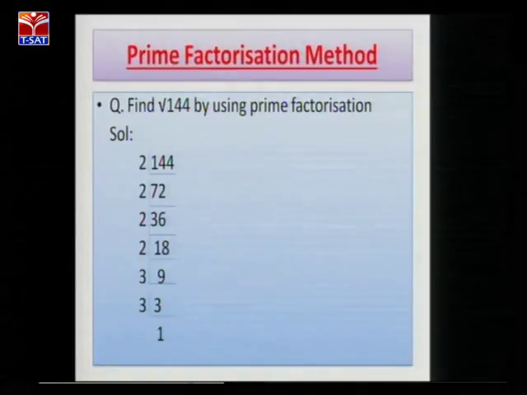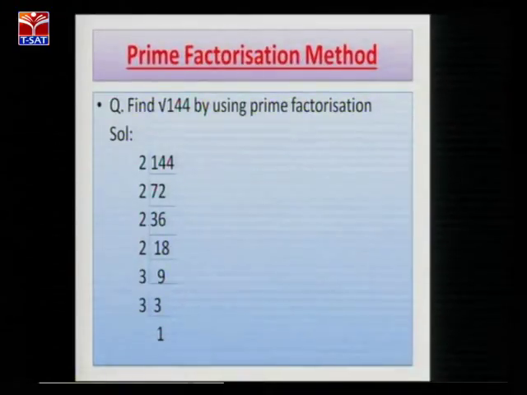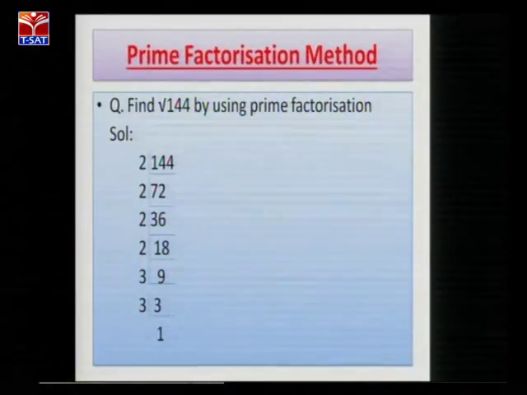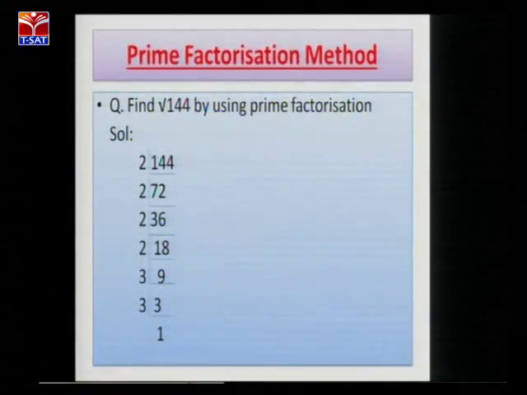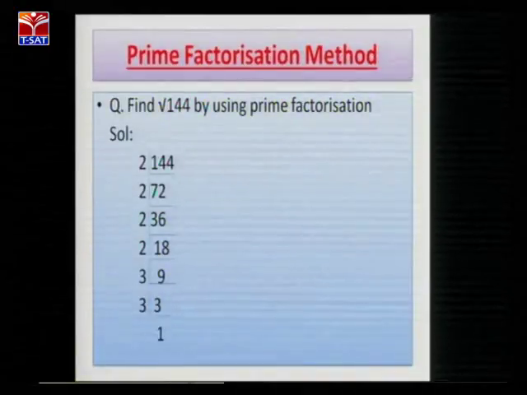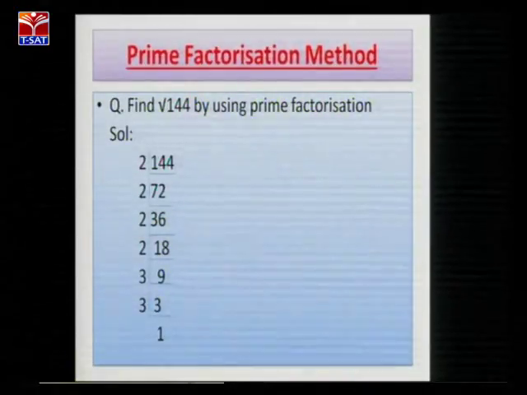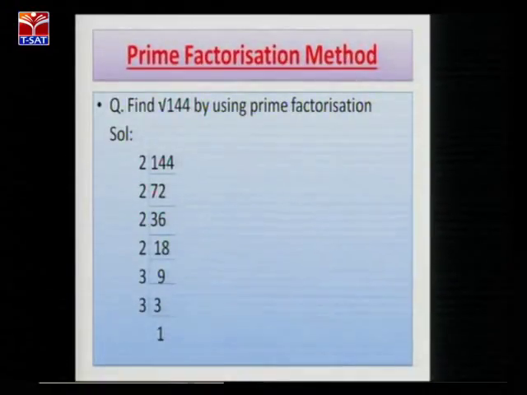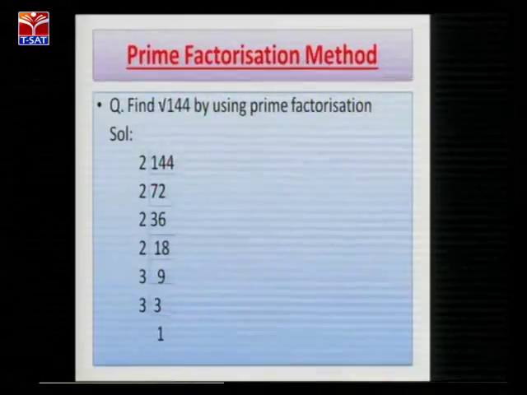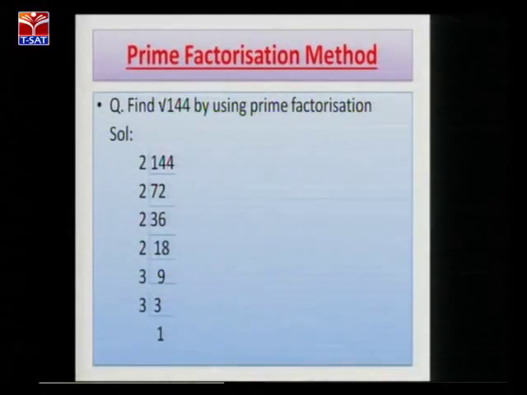Friends, the first step is the product of prime factors of 144. First, 144 is divisible by the first prime number, that is 2. 2 7s are 14, 2 2s are 4. 72 is divisible by 2. 2 3s are 6, remains 1, 12. 2 6s are 12. Shravani Swaro, can you tell what is the next?